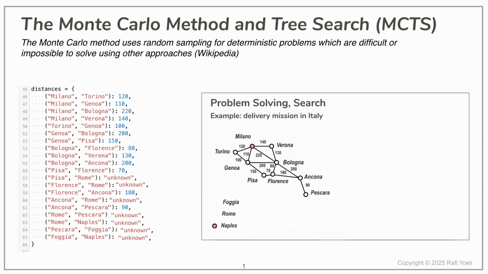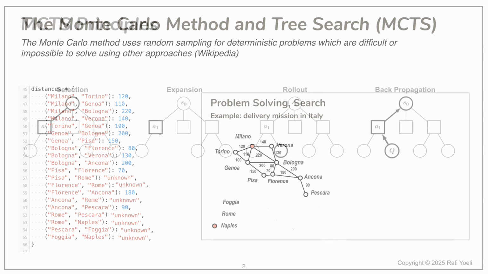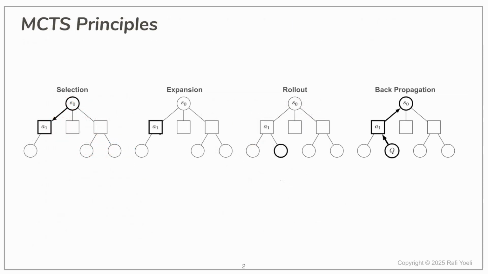Now, there are several variants of the Monte Carlo method. The one that has received most of the attention recently is the game-playing algorithm, which has earned its fame by helping beat the world champion of the game Go in 2016. But before we dive into our route optimization problem, let's briefly review the four main steps of Monte Carlo tree search. As we can see here, MCTS works through an iterative process of selection, expansion, rollout, and backpropagation.